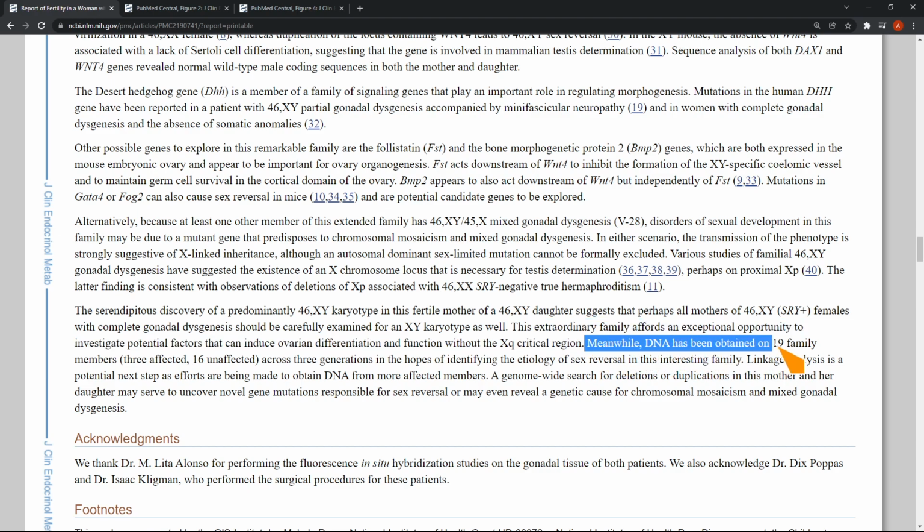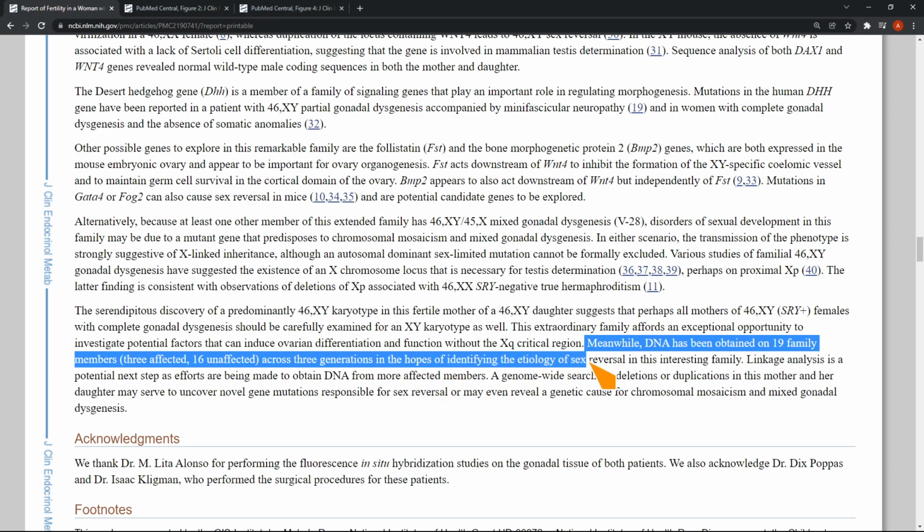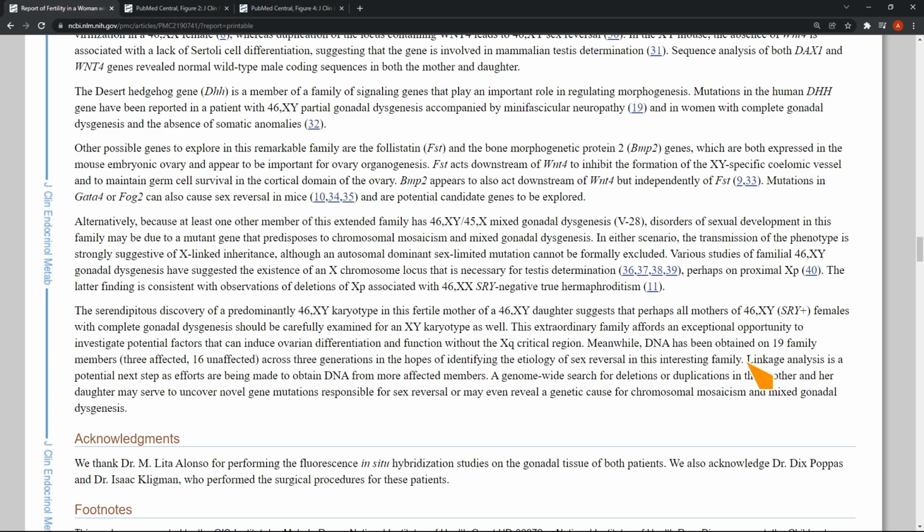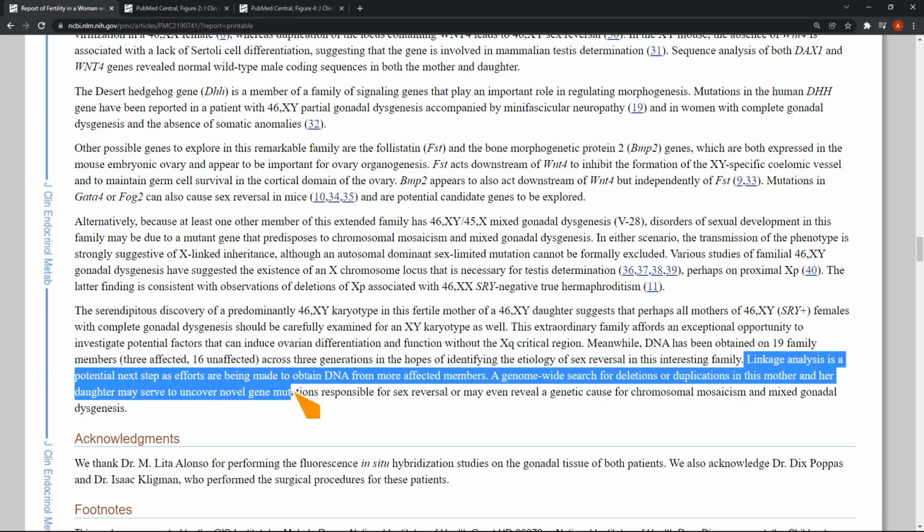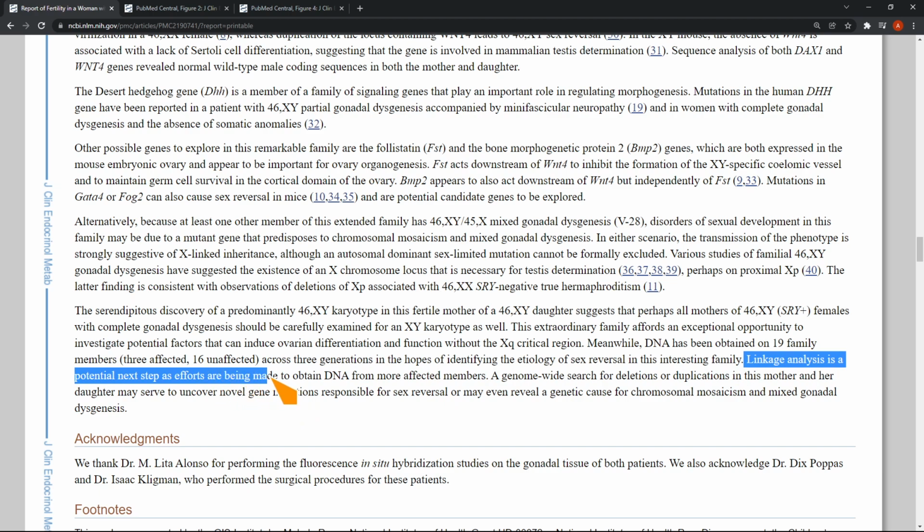Meanwhile, DNA has been obtained on 19 family members. 3 were affected and 16 were unaffected across 3 generations in hopes of identifying the etiology of sex reversal in this interesting family. So they're still figuring out what is causing it. Linkage analysis is a potential next step as efforts are being made to obtain DNA from more affected family members. Linkage analysis is linking genes to proteins, genotype to phenotype.